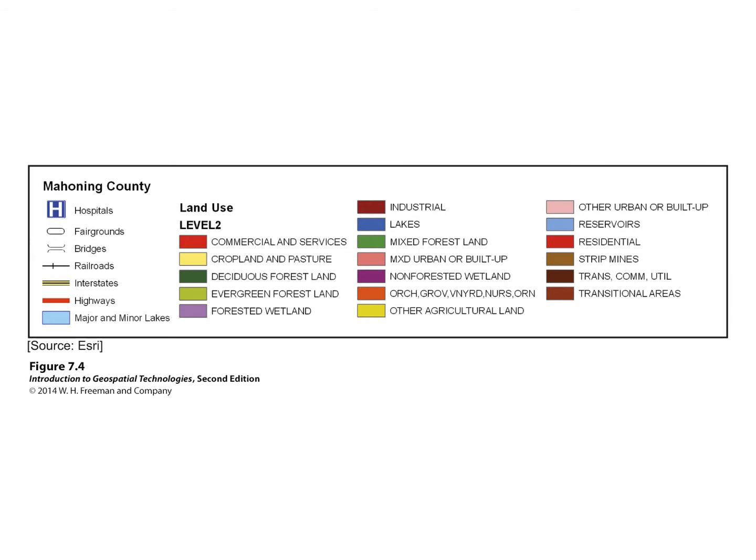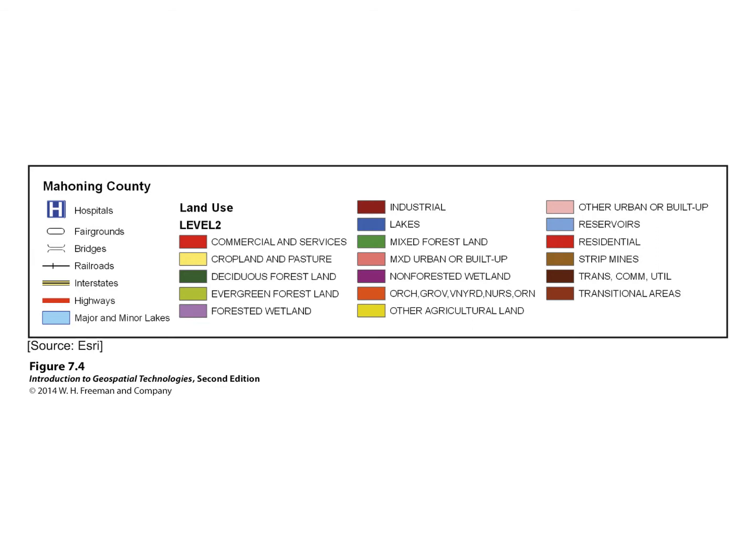Another thing we often use is a legend. And this legend here would be really kind of busy. It shows you the symbol we use for hospitals and fairgrounds and bridges and railroads and interstates and highways and major and minor lakes, as well as all the land use that's occurring on all the land space.